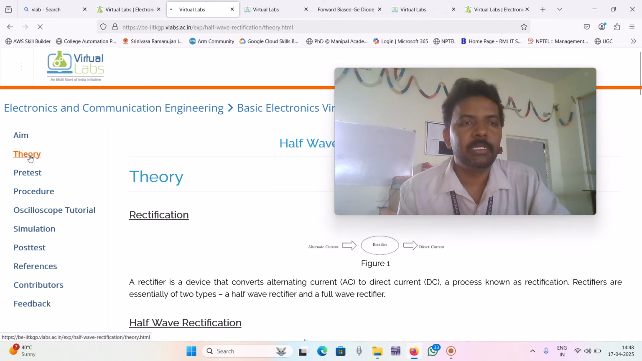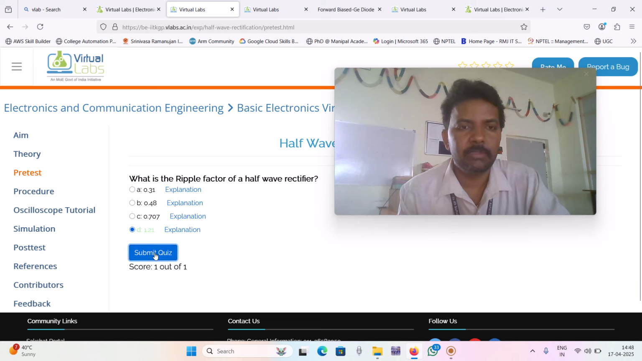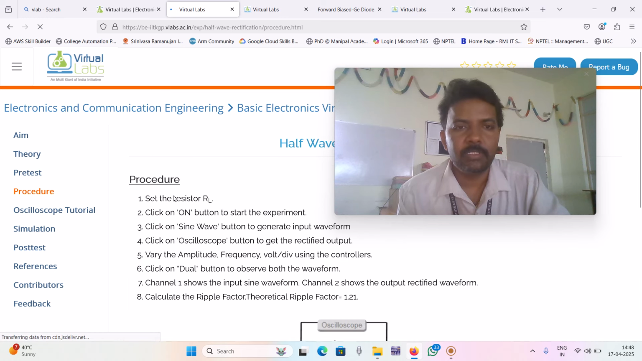Here we have the theoretical information, so you need to take the printout of this one and also attend to this. So what is the ripple factor for the half wave rectifier? For example, if it is 1.1, then you can click on submit. You need to attend the pre-test, and as well, I need to know the procedure.